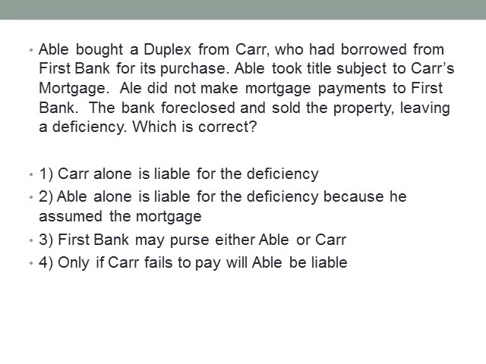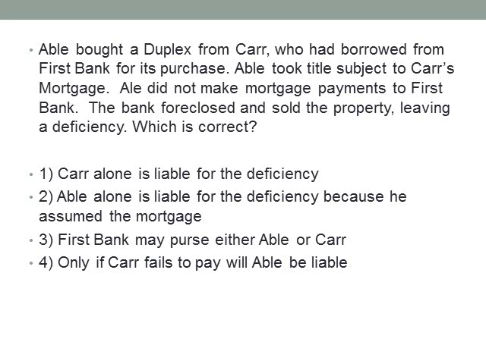So, for example, Abel bought a duplex from Carr, who had borrowed from First Bank for its purchase. Abel took title subject to Carr's mortgage. Abel did not make mortgage payments to First Bank. The bank foreclosed and sold the property, leaving a deficiency. Which term is correct? So which one of these is correct? It would be number 1.